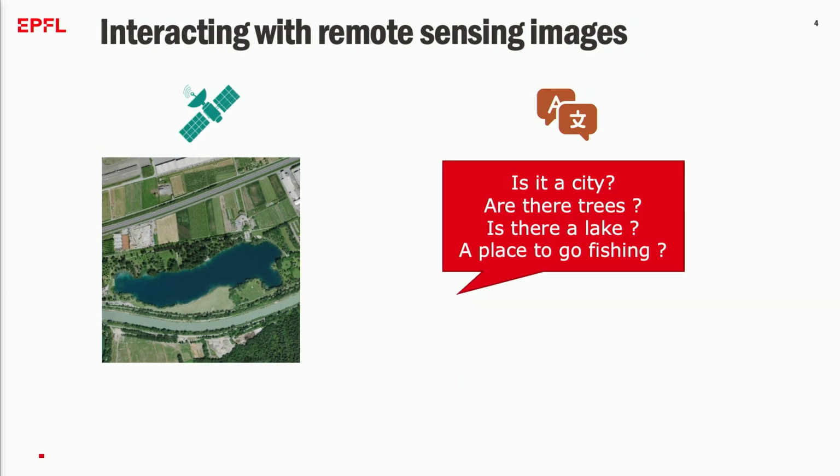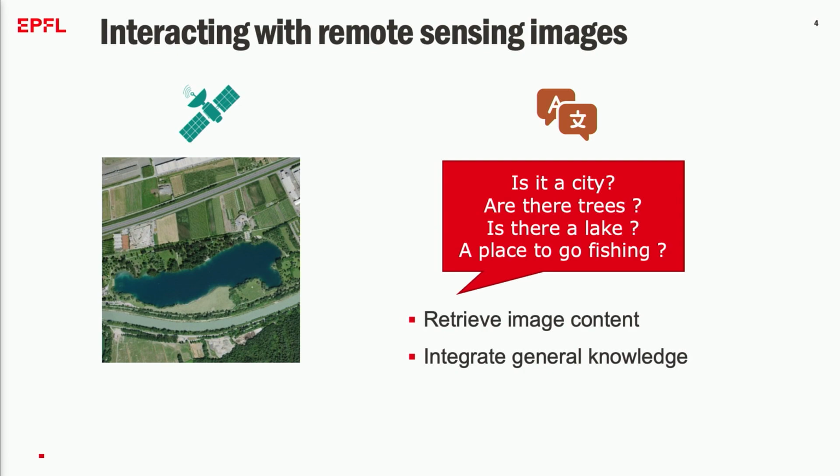So to build such a model, we need several components. So first, we need a component that really understands the image and the content. Moreover, we need a part that understands human language and connects them to each other. So we need something to learn the land cover in the image. But we also want to go beyond the simple land cover, and we want to integrate general knowledge in our model so that the model knows that when we are looking for a place where to go fishing, we are looking at maybe a water body, lake, river, etc.